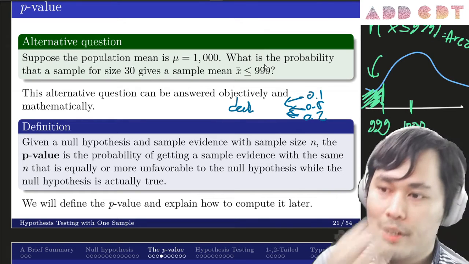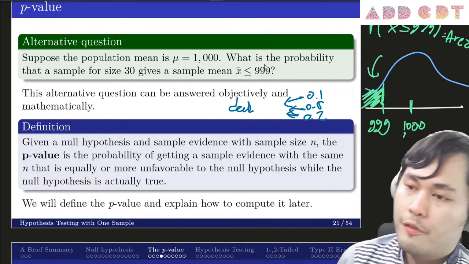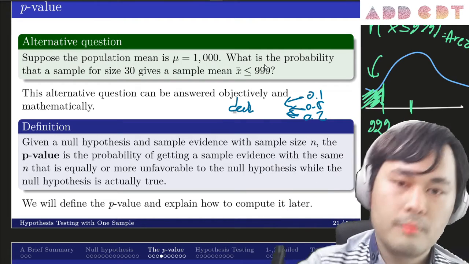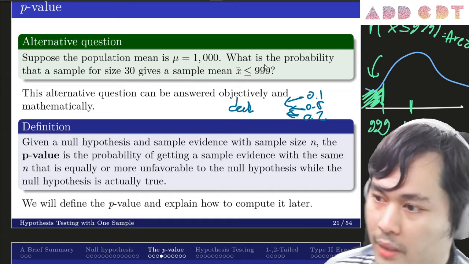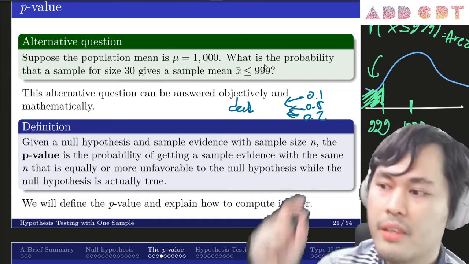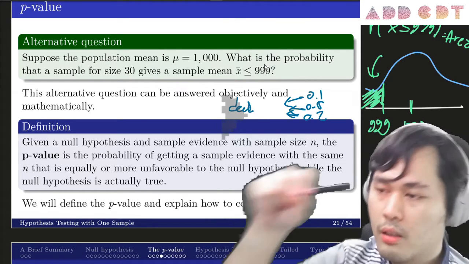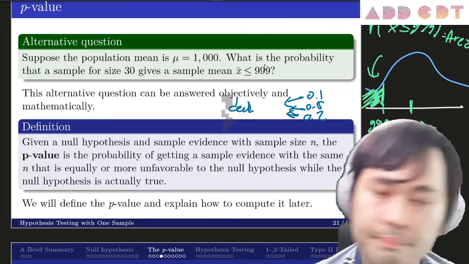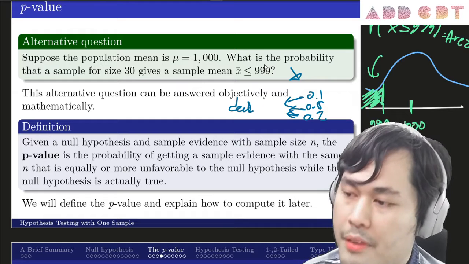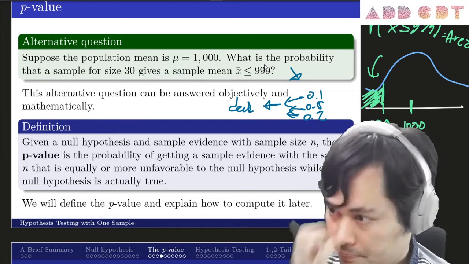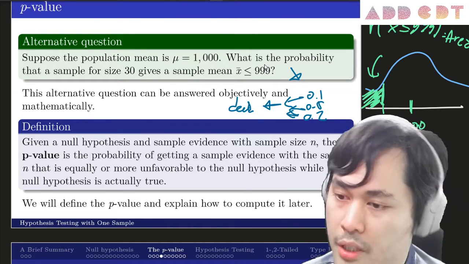So we now have a different question. From the population mean of 1,000, how likely, or what is the probability that the sample mean would fall below 999? That's going to give us a single number. And from that single number, we can make some meaningful decision.